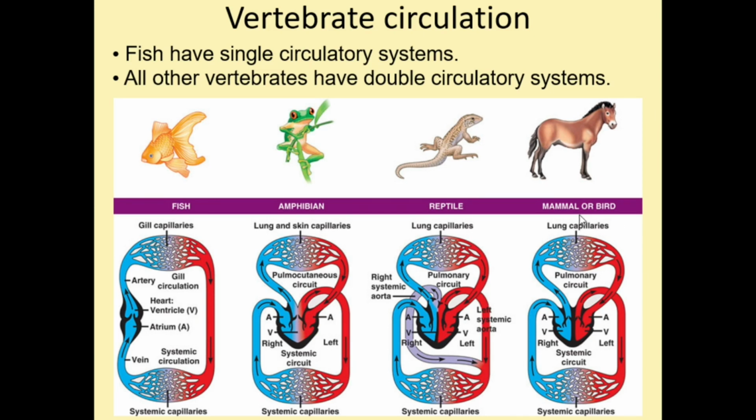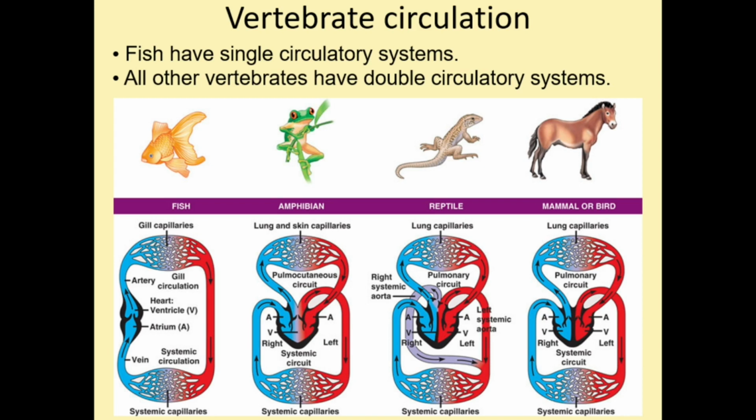When we move on to birds and mammals, we have a fully formed four-chambered heart. So we've got a very distinct right and left atrium, and then we've got a fully formed right and left ventricle. And just as we've seen already, deoxygenated blood returns to the right atrium, moves to the right ventricle where it gets pumped to the lungs, and then after it's reoxygenated, it comes back to the left atrium, left ventricle, and then goes around the systemic circuit.